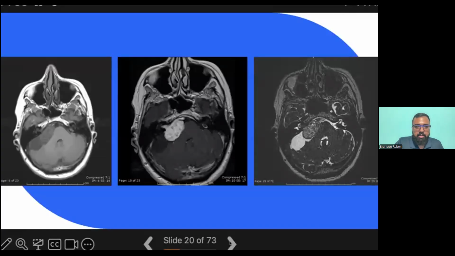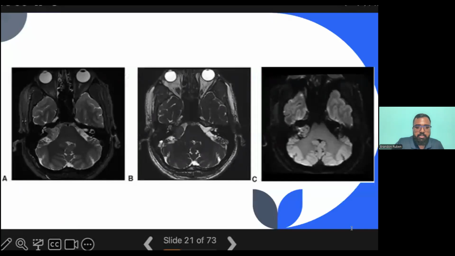MRI images demonstrate a right cerebellopontine angle mass that shows diffuse enhancement with contrast. Note that the mass arises within the right internal auditory meatus, causing its widening. It's compressing the right side of the pons and brachium pontis. It is associated with surrounding peritumoral cysts.